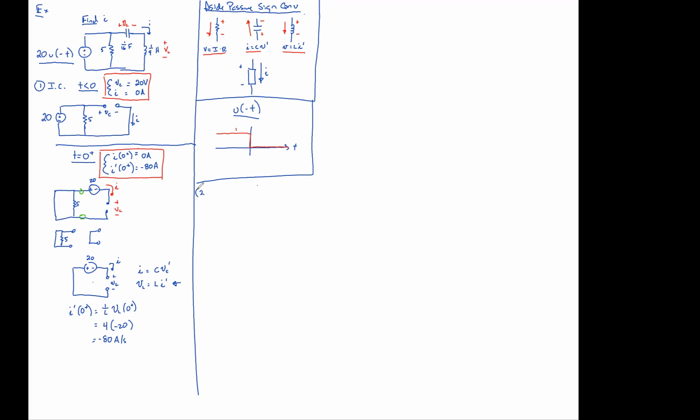Number two. You have to find your alpha and omega naught. I'm going to call that finding the natural solution. And to find the natural solution, what time region do you redraw the circuit in? Time is greater than zero, so it's the exact same circuit that we've been analyzing.